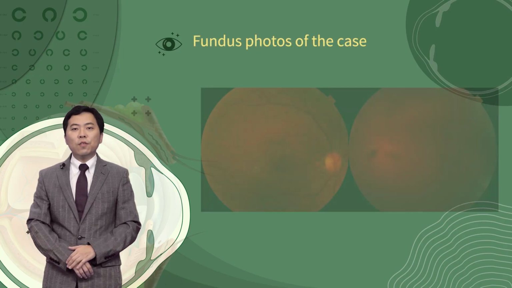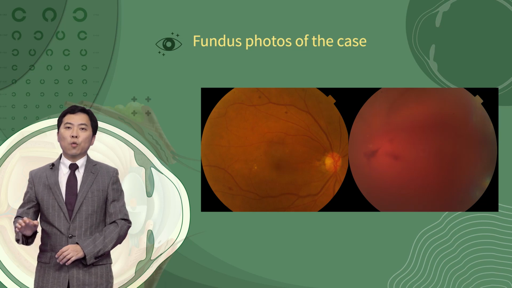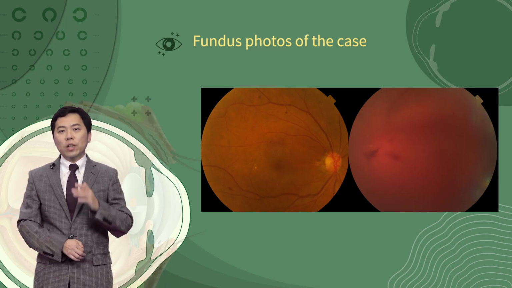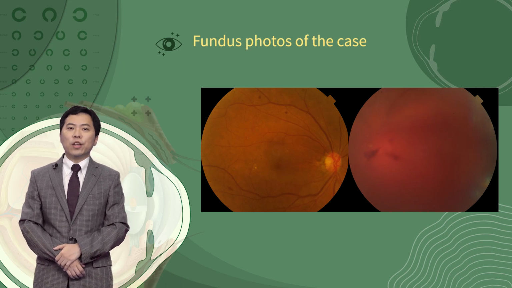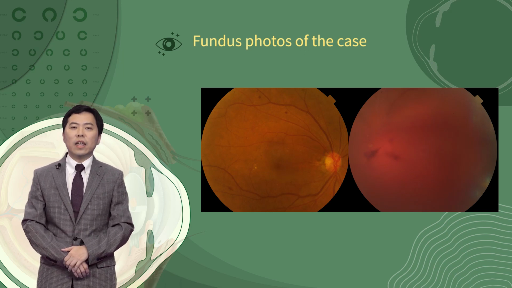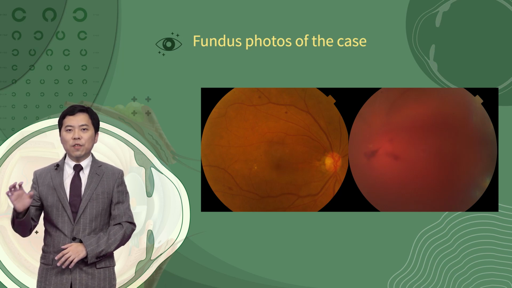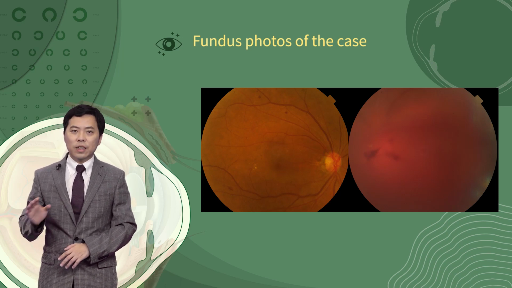These are the fundus photos of our patient. On the right eye, there are some red and some yellow spots. The red spots are retinal hemorrhage, and the yellow ones are exudates. On the left eye, there is severe vitreous hemorrhage, and we cannot see the retina.